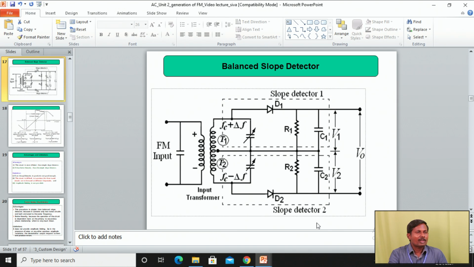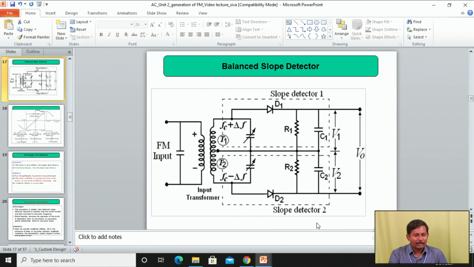This block diagram shows the balanced slope detector. In the slope detector, only one set of a diode, resistor and capacitor is present. It is also not very effective, so to overcome the limitations present in this slope detector, the designers introduced a balanced slope detector. The balanced slope detector consists of two slope detectors named slope detector 1 and slope detector 2.